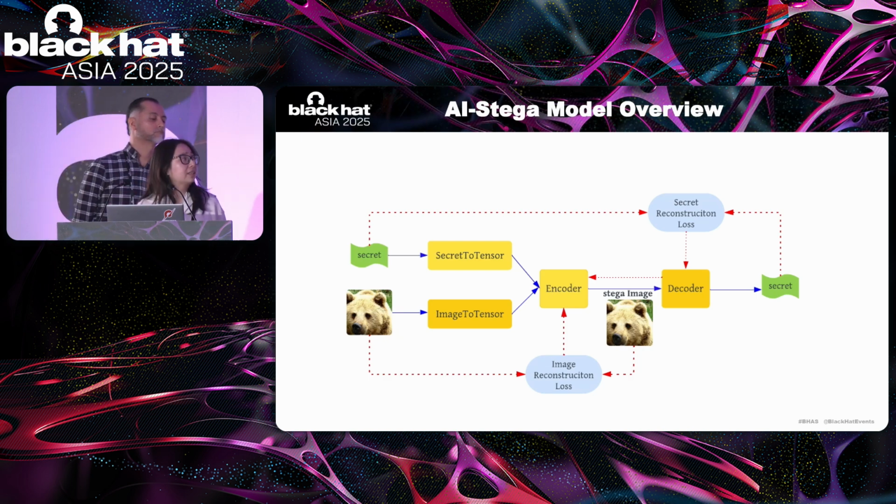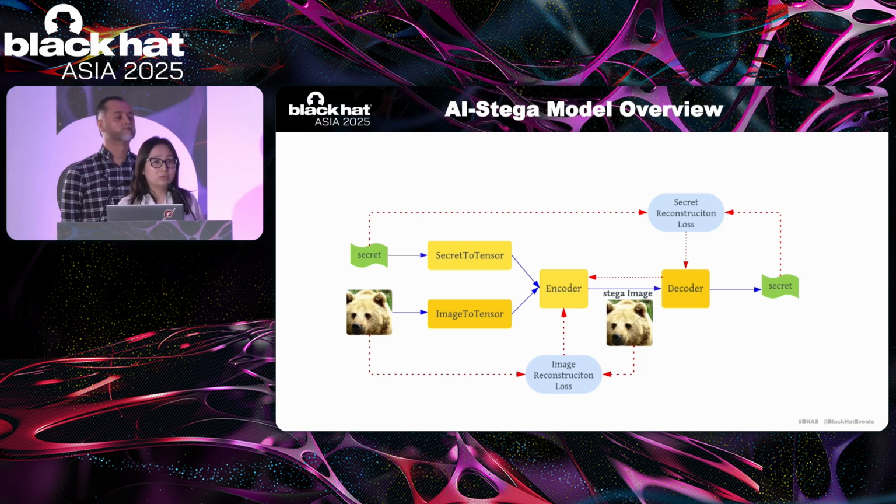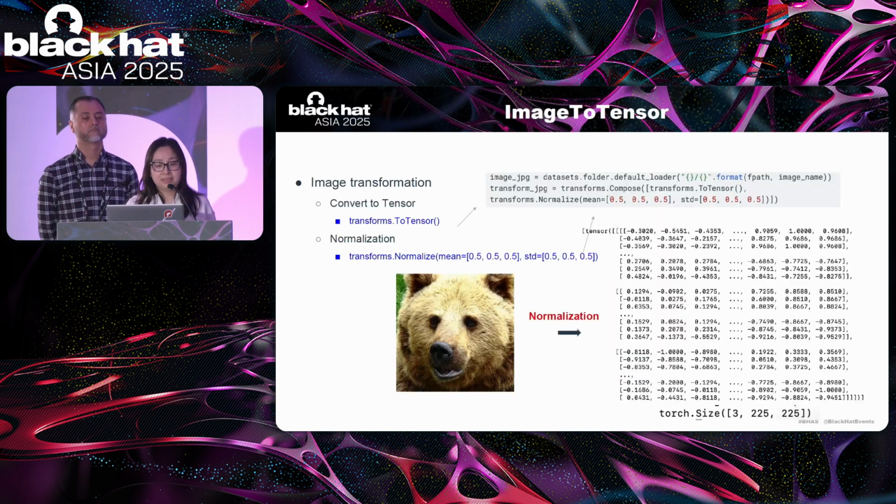So here is the architecture of our AI stego model. We have the secret-to-tensor and image-to-tensor steps to convert the secret or payload to a tensor, and convert the image to a tensor, for encoding and decoding purposes. We also utilize the secret reconstruction loss and the image reconstruction loss to guide our training quality. Let's talk about the details.